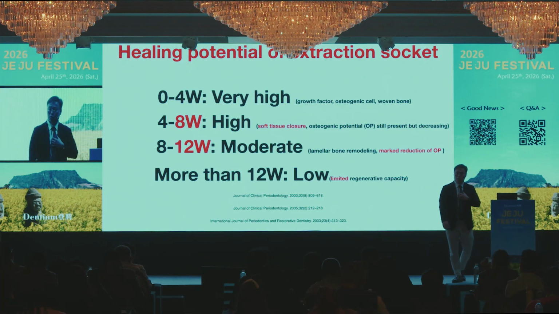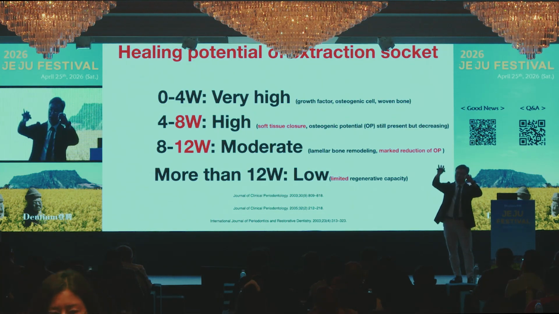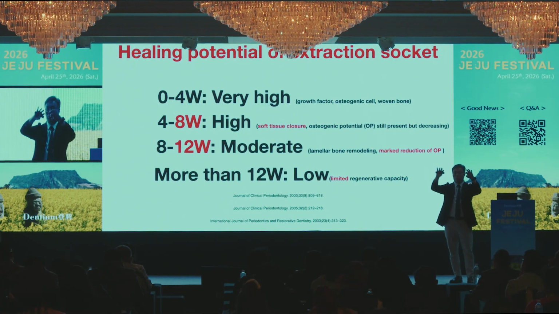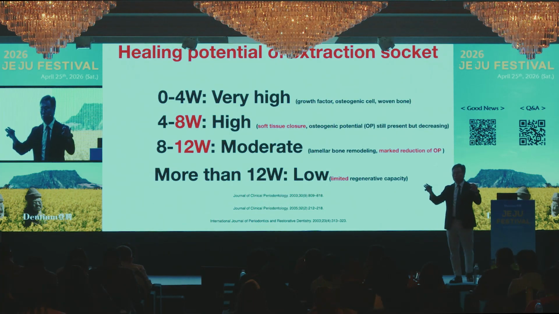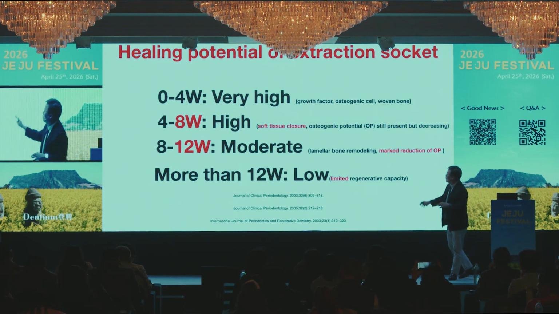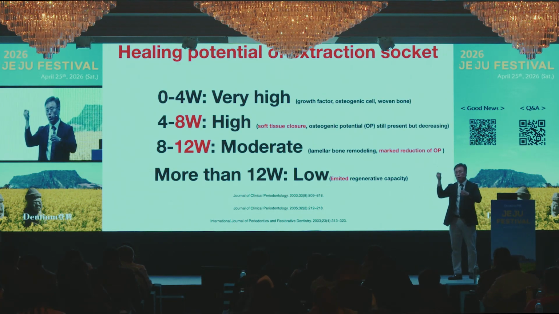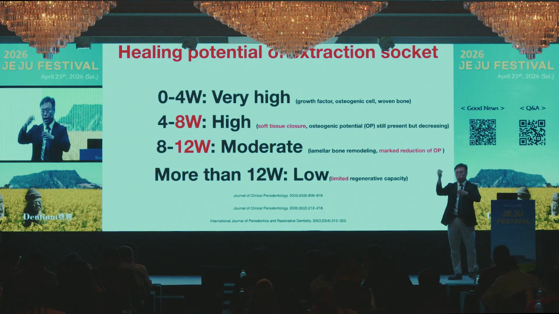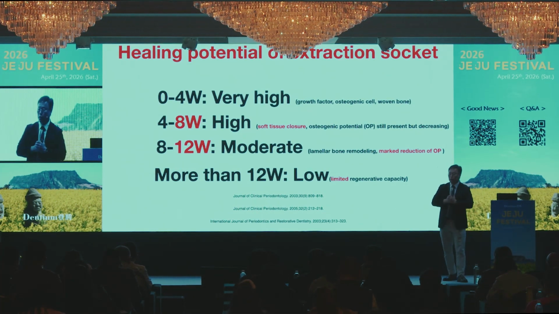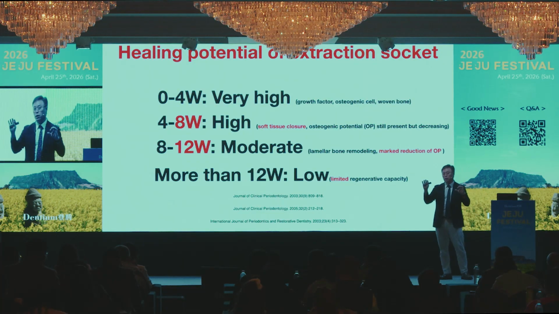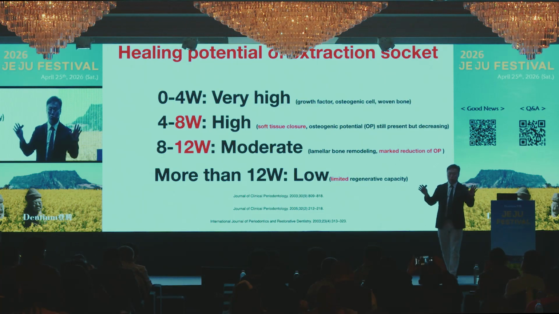So we have to consider the defect after removal of the implant and the extraction socket of a natural tooth. They have something in common, but something is different. The healing potential of the extraction socket is high after 8 weeks of natural tooth removal, and at 12 weeks it is moderate. As I mentioned, up to 12 weeks they have healing potential, but after 12 weeks they don't have any healing potential in the extraction socket.